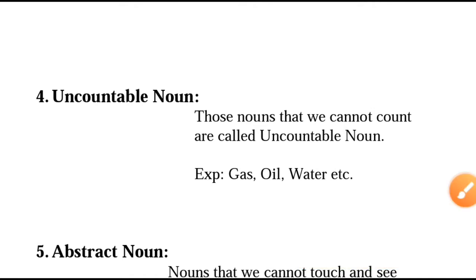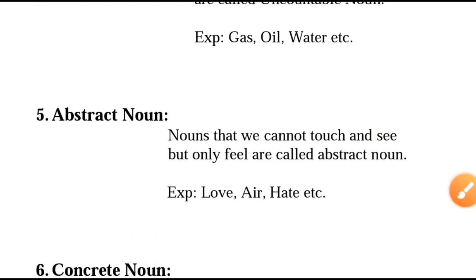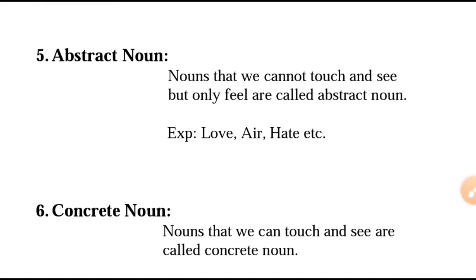I think it's easy. Let's move to the fifth one, which is abstract, and the sixth, which is concrete. So as we have studied, the common and proper, both were the opposite of each, and countable and uncountable, both were opposite of each. Same case is here. Abstract and concrete both are against of each.